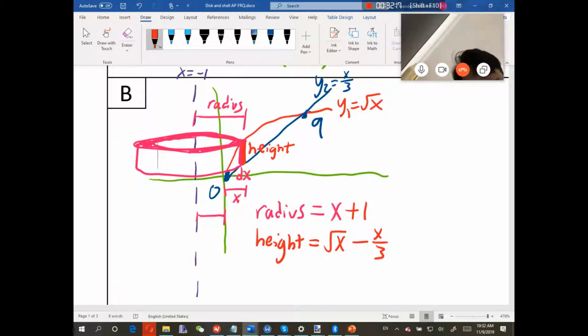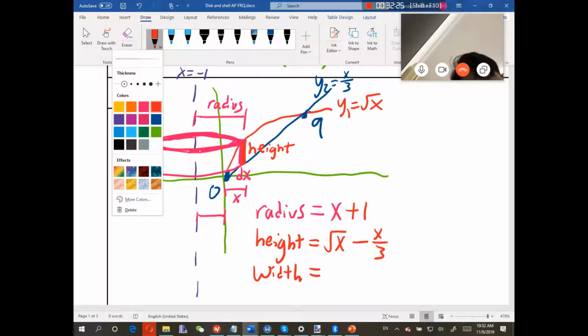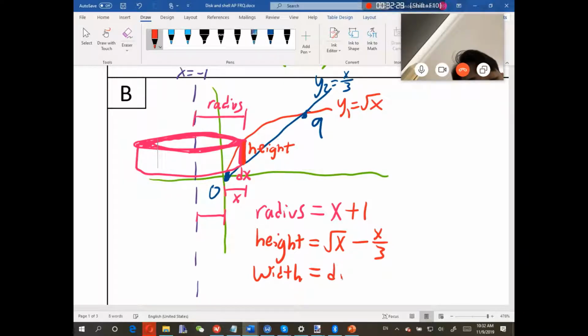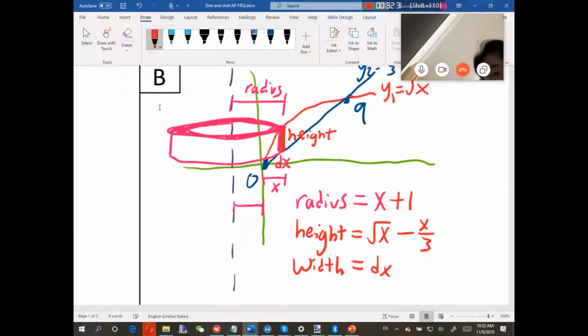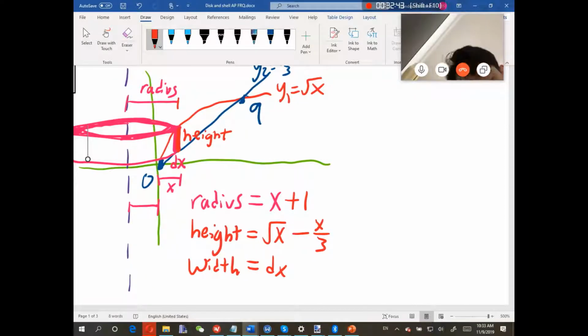Okay, I've got the radius, the height, and then the last thing I need is the width. So that width is going to be dx. If I zoom way, way, way in, then that width is going to be this infinitely small change in x. All right, any questions on our setup?